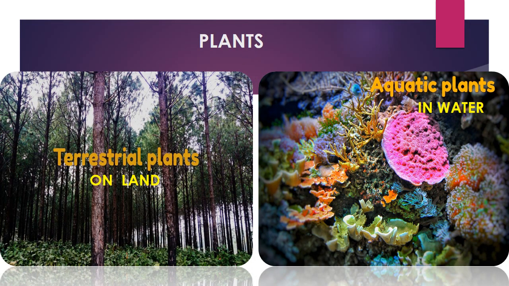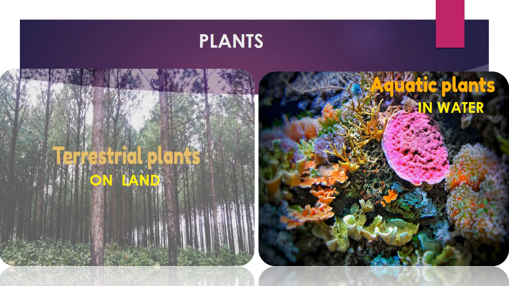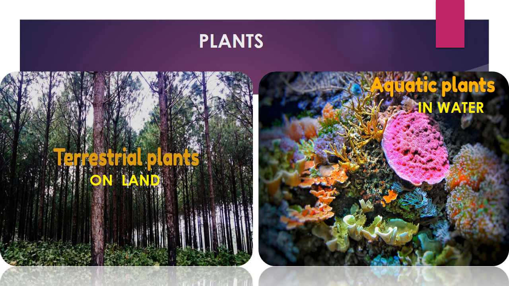There are two types of plants. First one is terrestrial plants, which grow on land. Second one is aquatic plants, which grow in water.